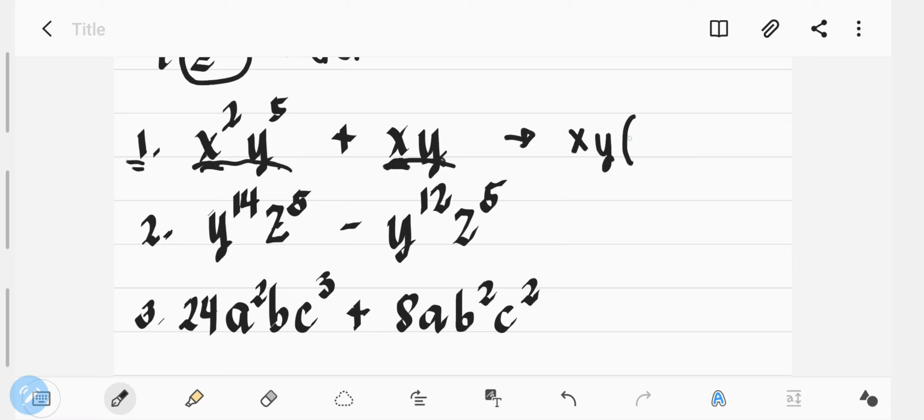And then, gagawa ka ng open and close parentheses. Para madali, copy nyo na agad yung sign. So, meron tayong sign dito, plus. Tapos, ang gagawin natin, i-divide natin per variable dun sa ating nakuhang factors or GCF. So, unahin natin dito. Unahin natin tong first term.